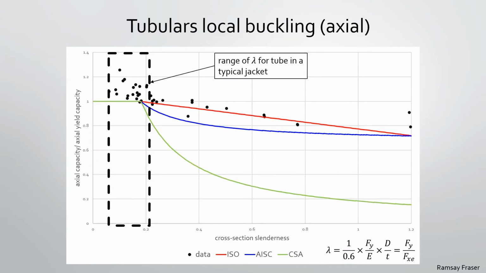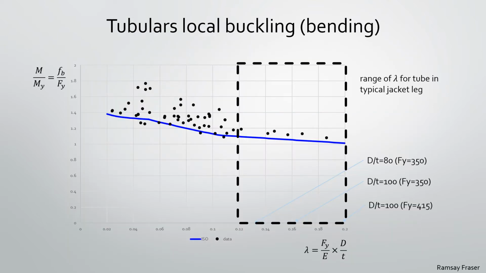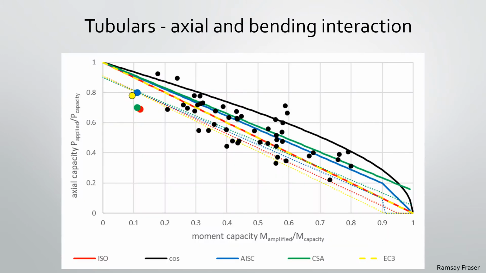Similar results will also be found when comparing local buckling of tubular members due to axial load, bending load, or a combination of these.